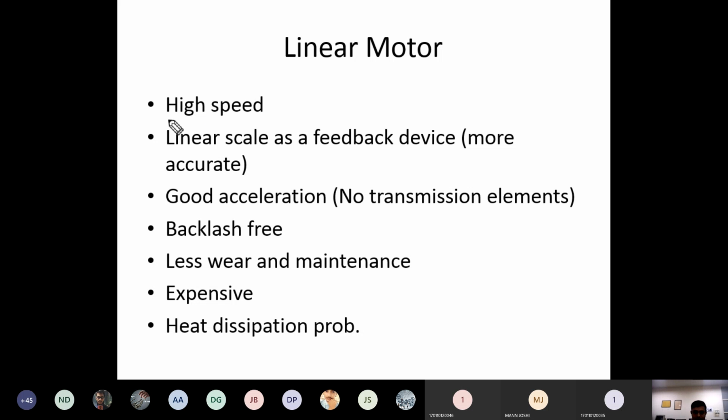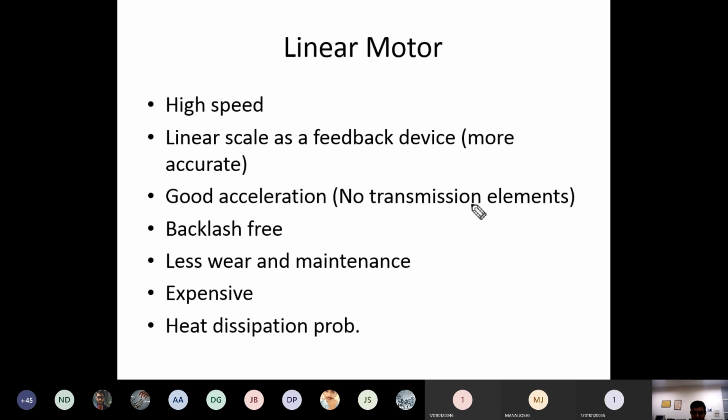The linear motor is used for high speed linear travel, with a linear scale as the feedback device. The linear scale is there for feedback, and it is more accurate compared to rotary motion. Rotary motion we get from the stepper motor and servo motor. For the linear motor, we get linear motion, and it is more accurate compared to the servo motor.